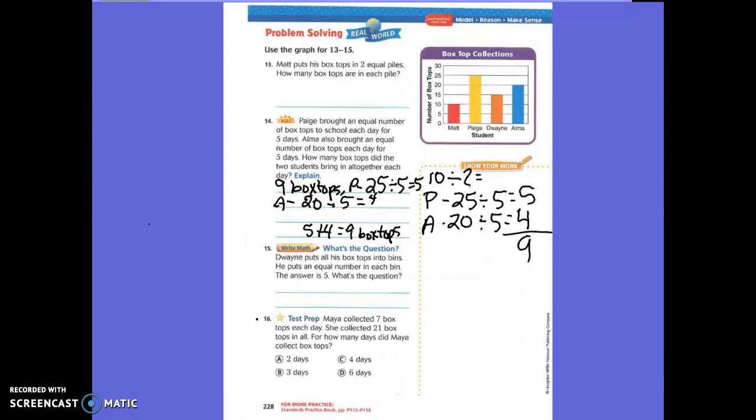So, let's look at Dwayne. He has what? 15. And it says that he put an equal number in each bin. So divided by, we don't know. Divided by 5? No, because the answer's 5. The answer has to be 5. It's 3. Okay, so what's the question?